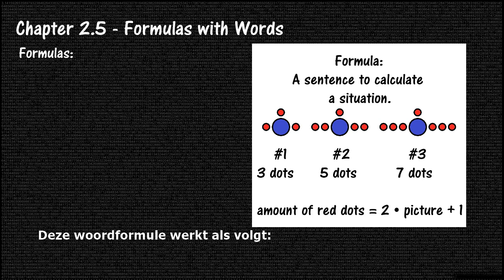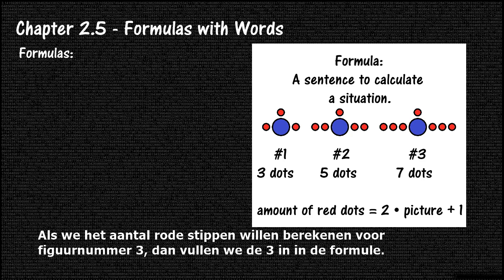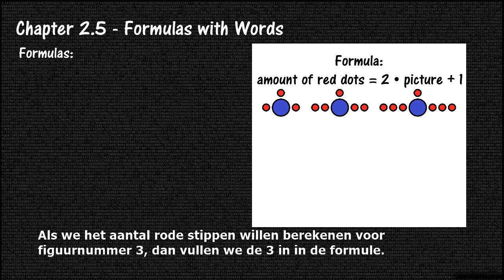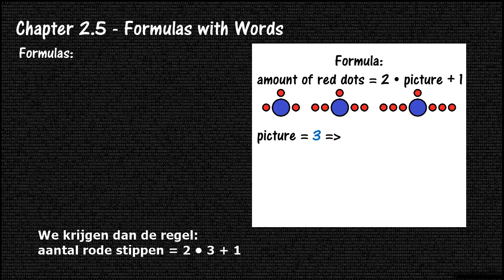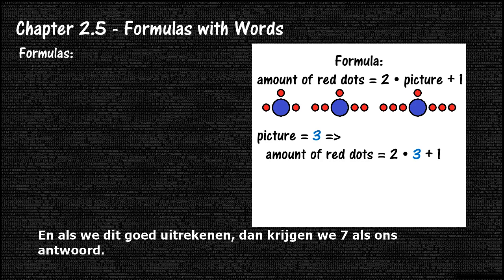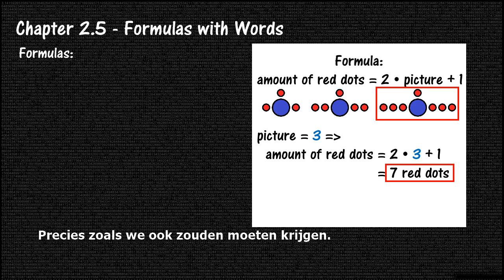This formula works as follows. When we want to calculate the amount of red dots for picture number 3, we insert the 3 in the formula. We now have the line amount of red dots equals 2 times 3 plus 1. And if we calculate this line correctly, we receive 7 as our answer, just like we were supposed to do.